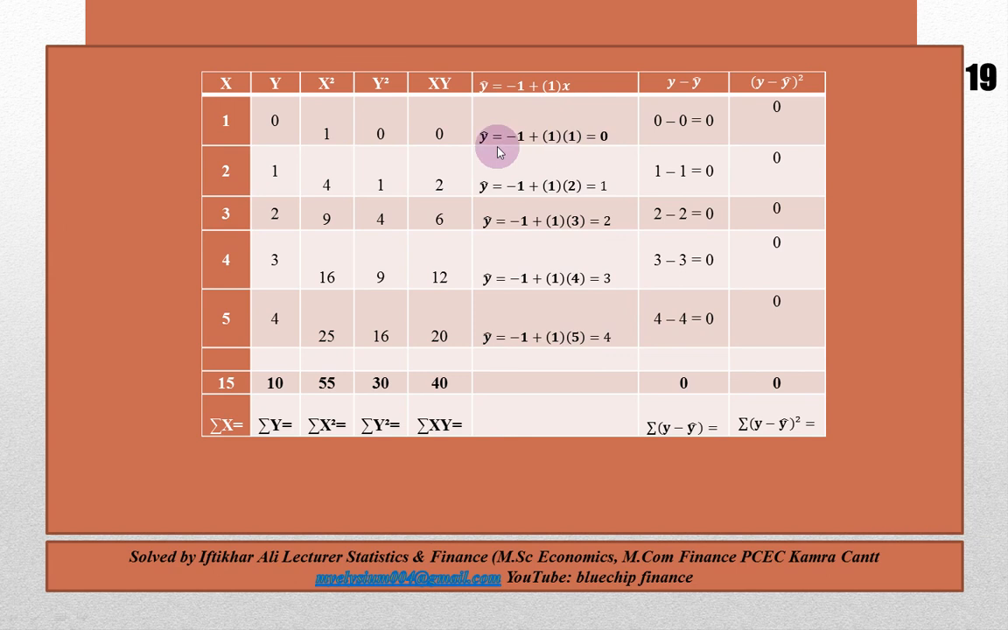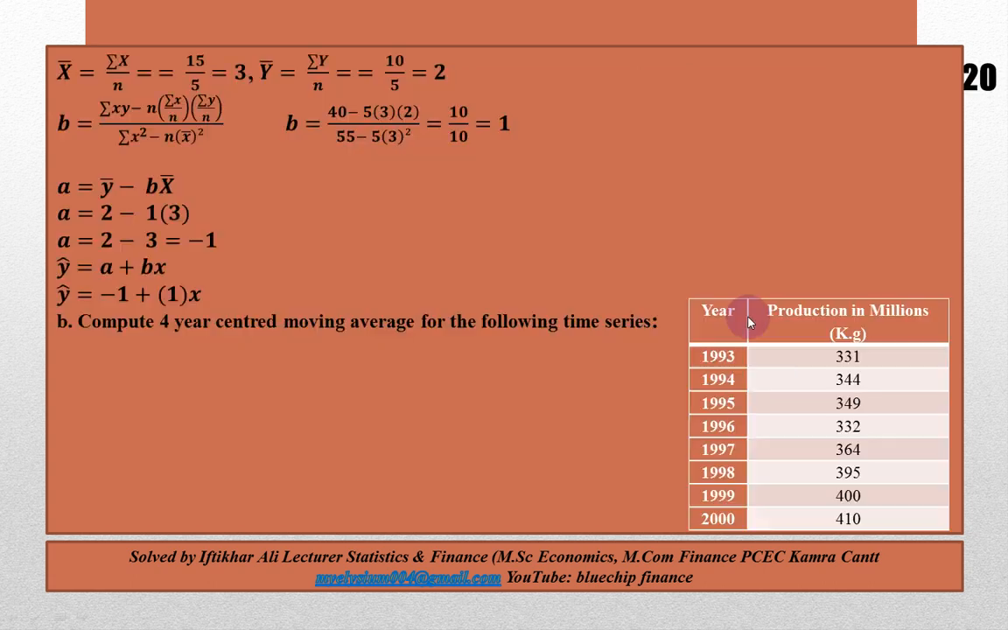First x is 1, so after putting the x equals to 1, y hat will be 0. Here x is 2, so after putting the value of x 2, the result is 1. Similarly 2, 3 and 4. Now we take the y minus y hat. 0 minus 0 equals to 0, 1 minus 1 equals to 0, 2 minus 2 equals to 0, and so on, and square of 0 also is 0.